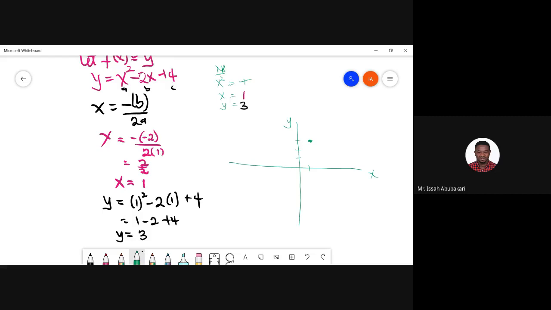Is that okay? All right, if that is the turning point for this graph, then we draw our x squared, which is positive, and it's going to be in the form of what? U shape. So we are going to have it like this. Go up, and this one go up. And the range of the function is going to be, we know, positive 3 to positive infinity. That will be the range for this.